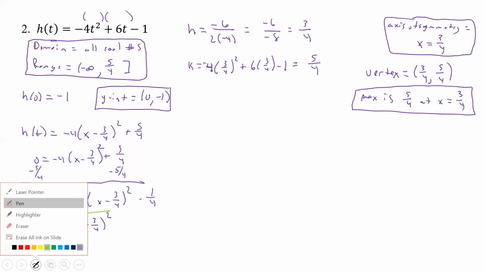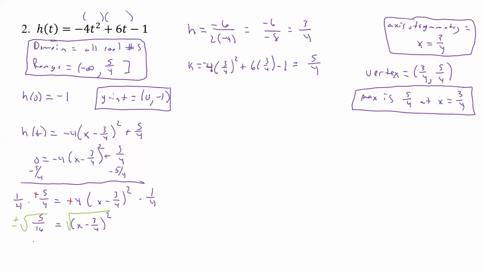And so now this becomes plus or minus square root of 5 over, and the square root of 16 is just 4. Okay, so we didn't have to worry about anything there. And that is equal to x minus 3/4. Now I'm going to add 3/4 to both sides. So x is equal to 3/4 plus or minus square root of 5 over 4. Okay, and so that's going to give me my 2 points.